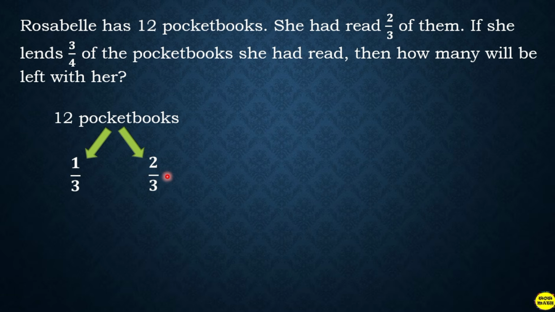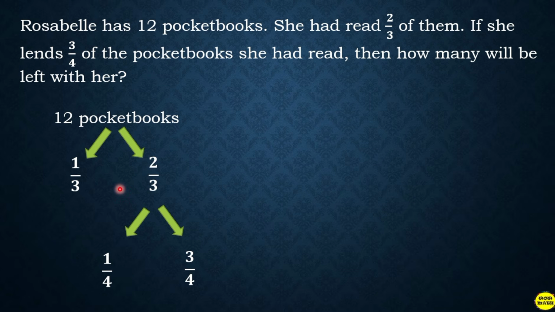Now, from 2/3, ang sabi sa problem, pinahiram niya daw yung 3/4. Okay, so she lends 3/4 of the pocketbooks, yung sa mga nabasa niya. So, dito tayo magpo-focus. Since ito yung nabasa niya, yung 3/4 daw, pinahiram niya. So, therefore, ilan yung natira sa kanya kung yung 3/4 ay pinahiram niya? So, since meron tayong 3/4, ibig sabihin ang natira sa kanya ay 1/4.